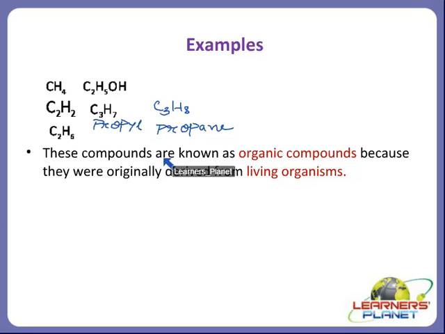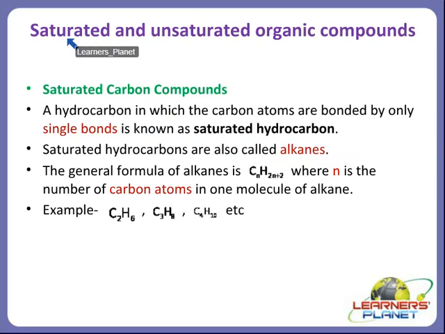Now these compounds are known as organic compounds because they were originally derived from living organisms. So originally they were obtained from living organisms, so they are called organic compounds. Now let's see what are saturated and unsaturated organic compounds.